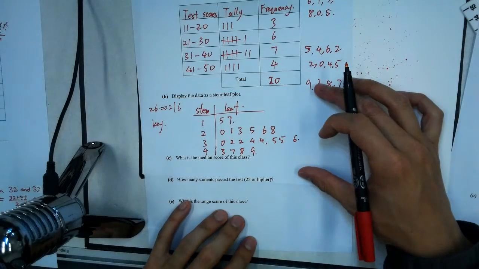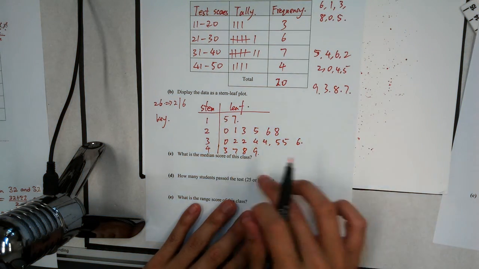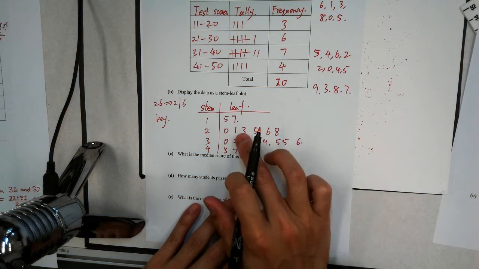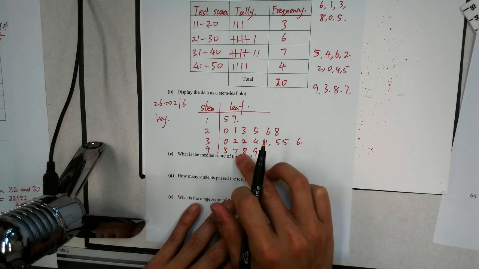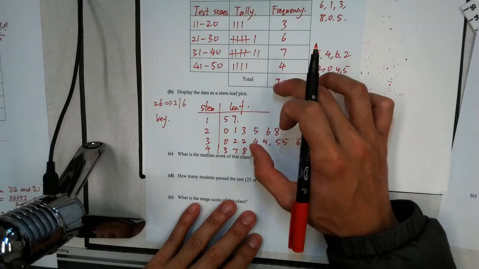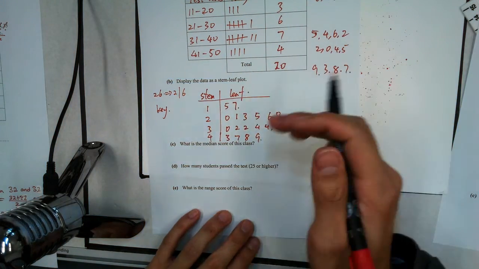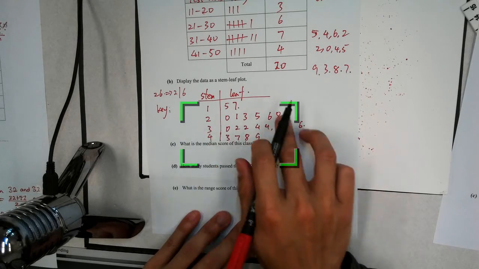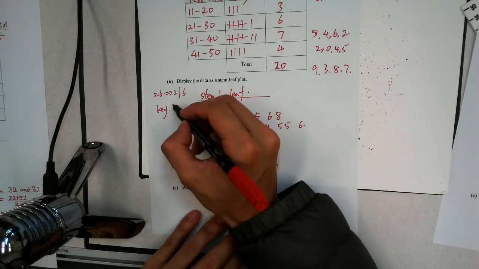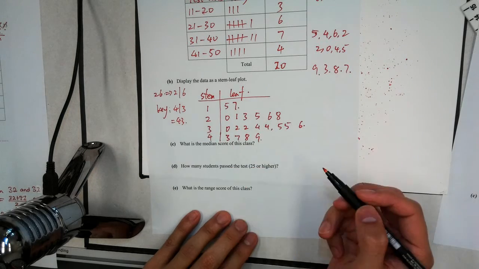After we have done this stem and leaf plot, the better idea is to count how many digits there are. 1, 2, 3, 4, 5, 6, 7, 8, 9, 10, 11, 12, 13, 14, 15, 16, 17, 18, 19, 20. So the total is 20, they match, then your graph will be correct. The last digit is the key. For the key you can use any one of these numbers. For example, I can use the last one: 4, 3 is equal to 43.